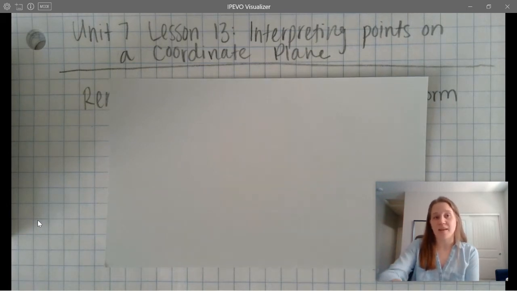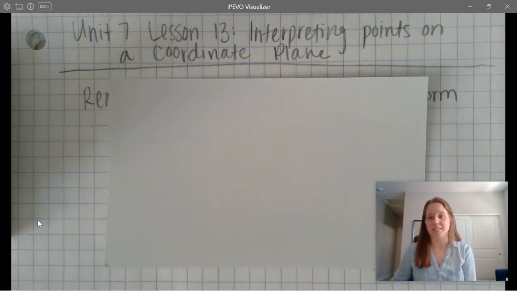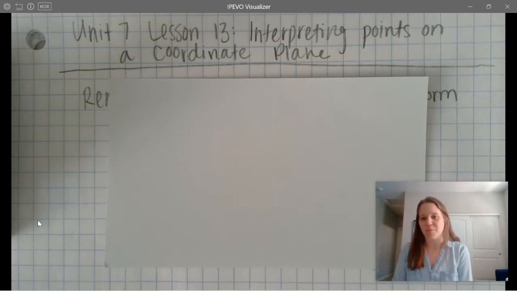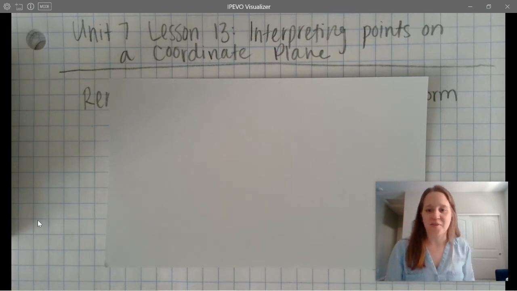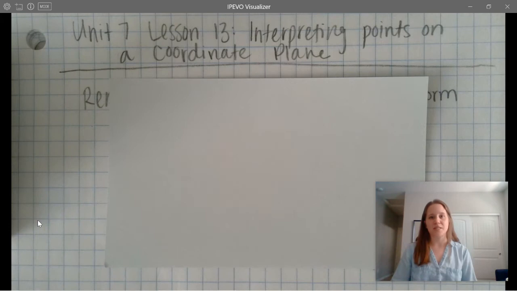Today we're going to be working on lesson 13, which is interpreting, or saying what points mean, on a coordinate plane. So that means we're going to get some story problems. We're going to have units on our x and y axes today. And before we can do that successfully, we've got to make sure we can plot points correctly. And it has been really tricky to practice over online learning. So I just want to do a quick review with you today.